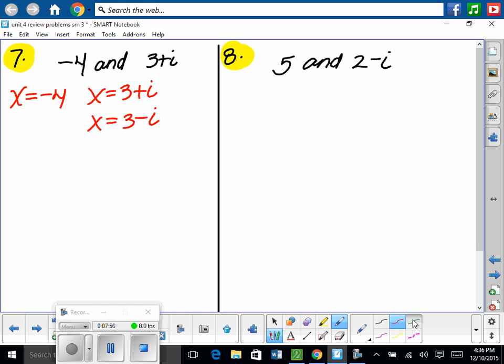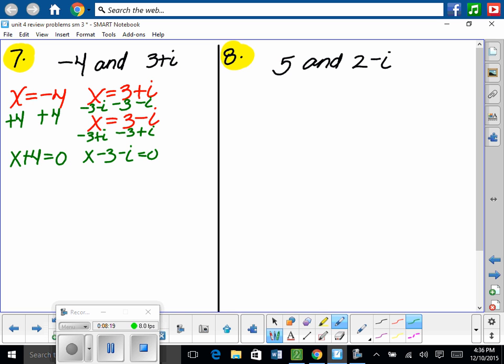So then you're going to bring those things over to find the polynomial. We need to get each set equal to 0. Add 4, add 4. So you have x plus 4 is equal to 0. And then you would subtract 3, subtract i from both sides of the equation. x minus 3 minus i is equal to 0. And then I'm going to subtract 3 plus i. So I also have x minus 3 plus i is equal to 0. And now you'll multiply those things together.